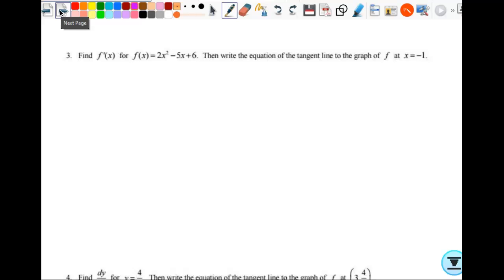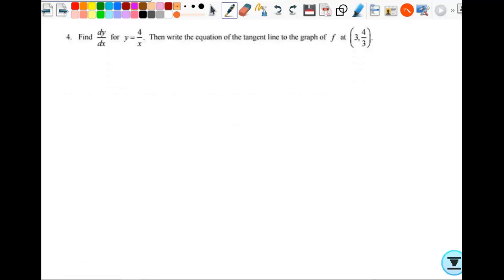Three, these are all kind of the same over and over again. There's a whole lot more algebra in there, which you should be able to do just fine. Let's look at this one. So it says find dy dx. All right? So for y equals 4 over x.